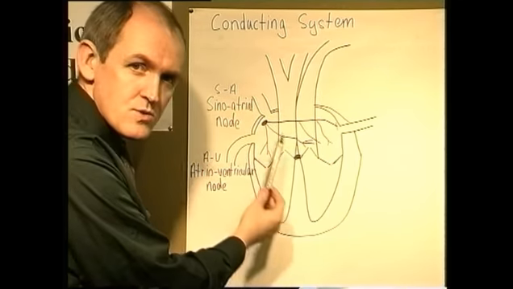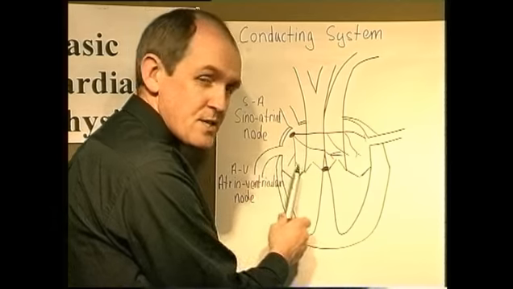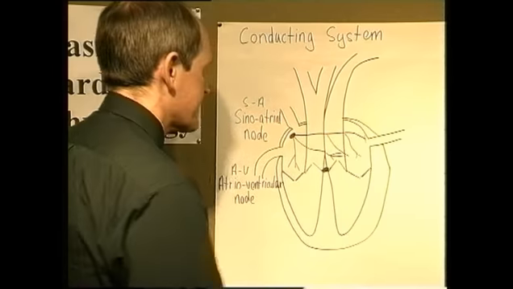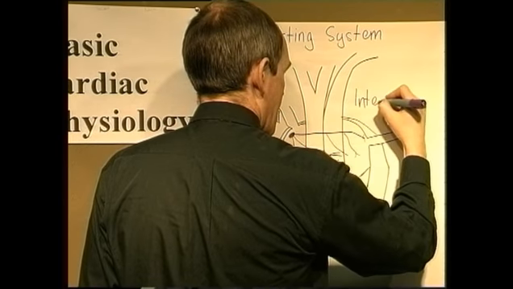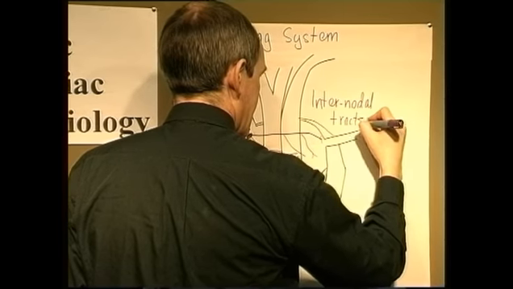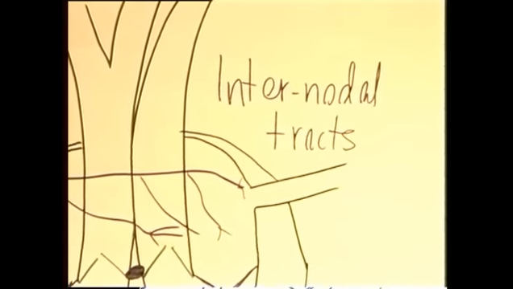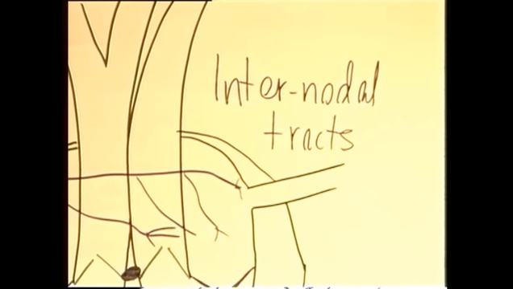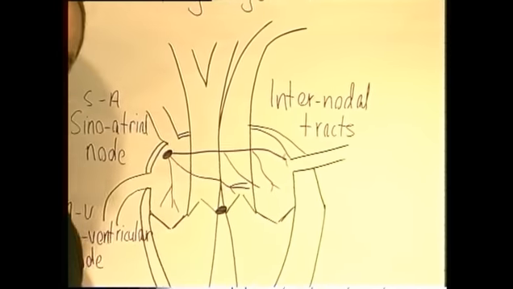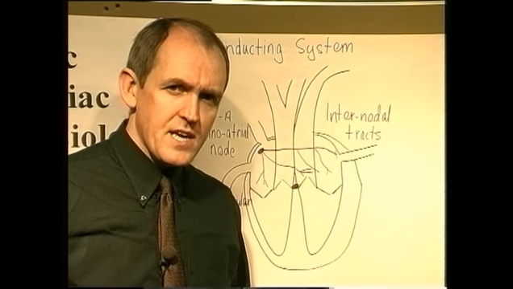And between these two nodes we've got this specialised conducting tissue. So for this reason, these specialised pathways, because they're between the two nodes, are often referred to as the internodal tracts. So we've got the sinoatrial node, impulse carried via the internodal tracts to the atria. The electrical impulses cause contraction of the atria.